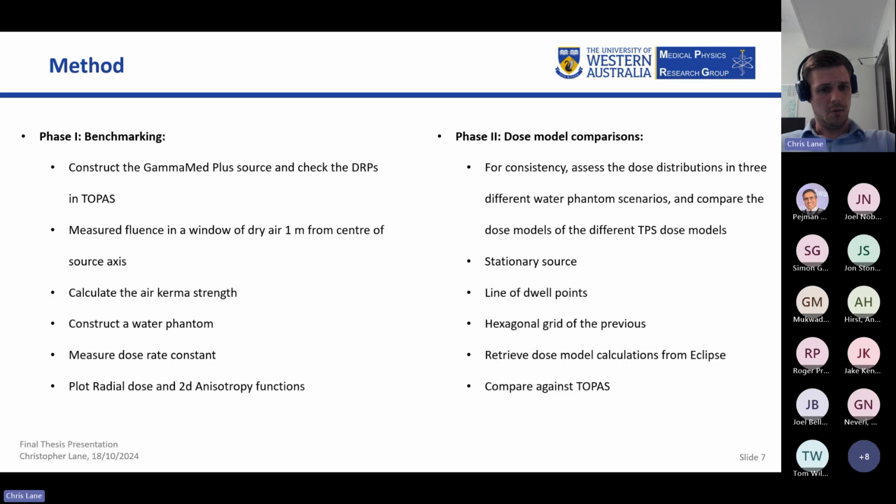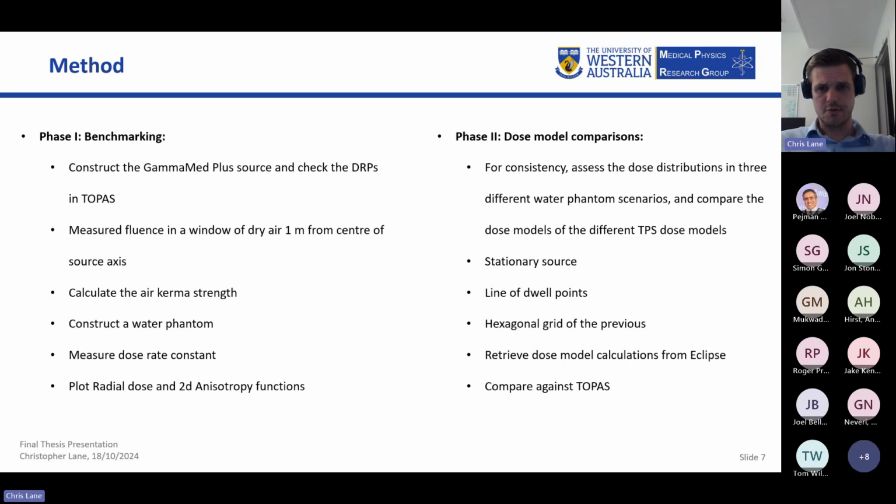Then I would construct a water phantom in which I would be able to measure the dose rate constant, and then also measure the radial dose and 2D anisotropy functions from a similar simulation. Once I had that, I could compare it to existing literature to see if the results I was getting made any sense. Past that, I would attempt to do the same dose comparisons in the 3 different water phantom scenarios and compare these to the dose models.